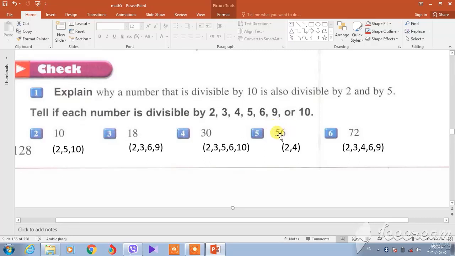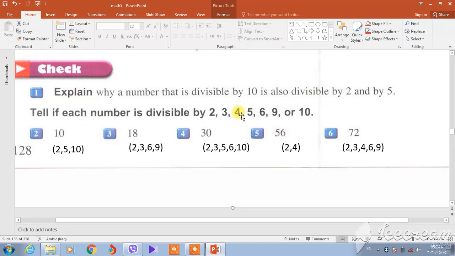And we have 56. Divisible by 2? Yes, because the last digit is 6. 6 is an even number, divisible by 2. Divisible by 3? No, because the sum is 5 plus 6 equals 11. 11 is not divisible by 3, so 56 is not divisible by 3.